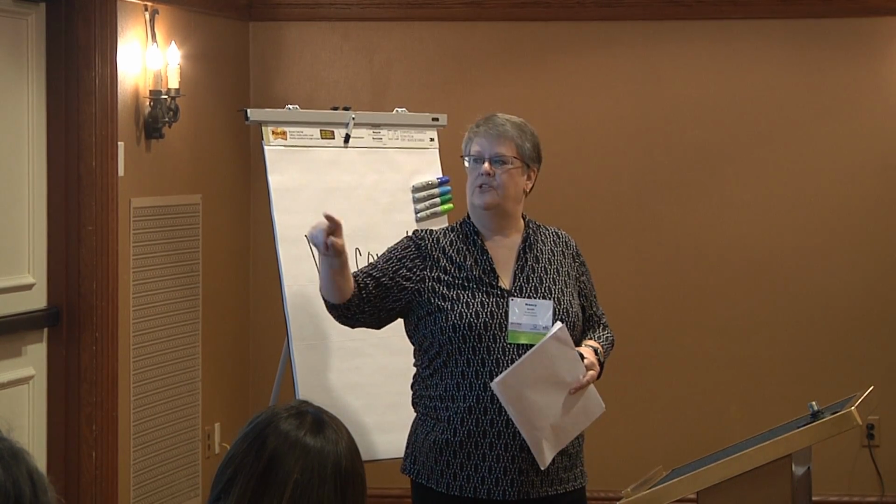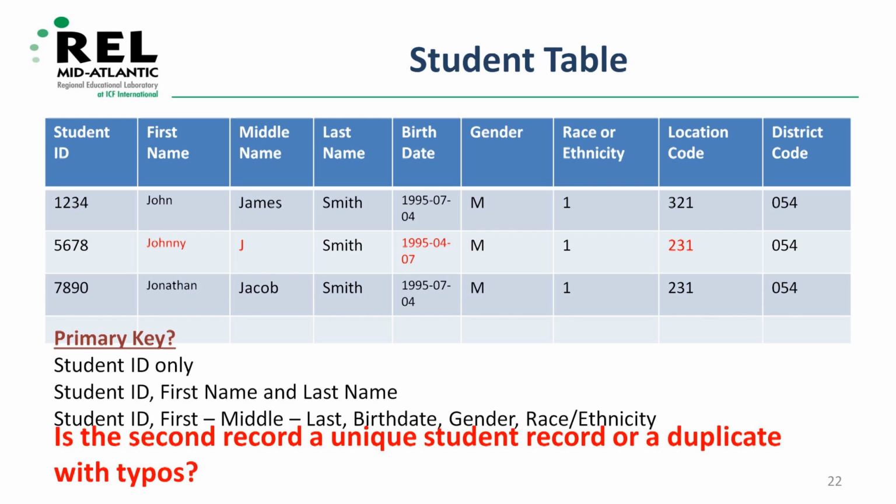What if we have the primary key as student ID, first, middle, last, birth date, gender, race, ethnicity? So we go all the way across there. Well, look, was he born on April 7th or July 4th? How can we figure out what's a typo so that they're the same kid versus a different kid? Does this go with this school or that school? That's why you need as many data elements as you can when you're trying to mix and match records, to make sure that you really got unique records and that they're not duplicates with errors.